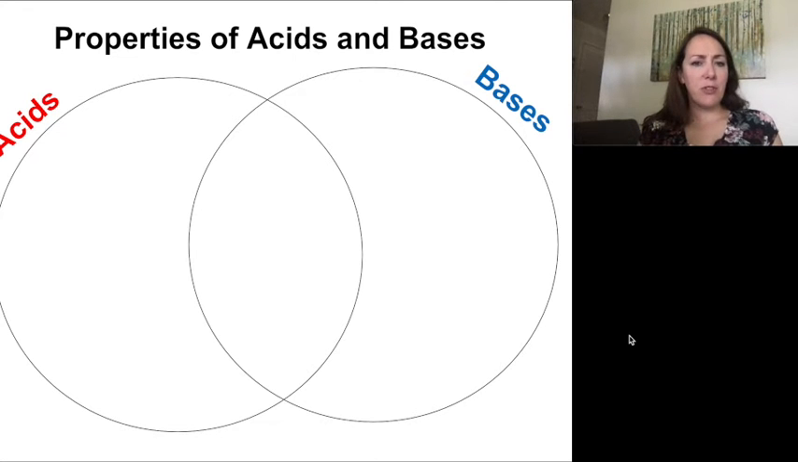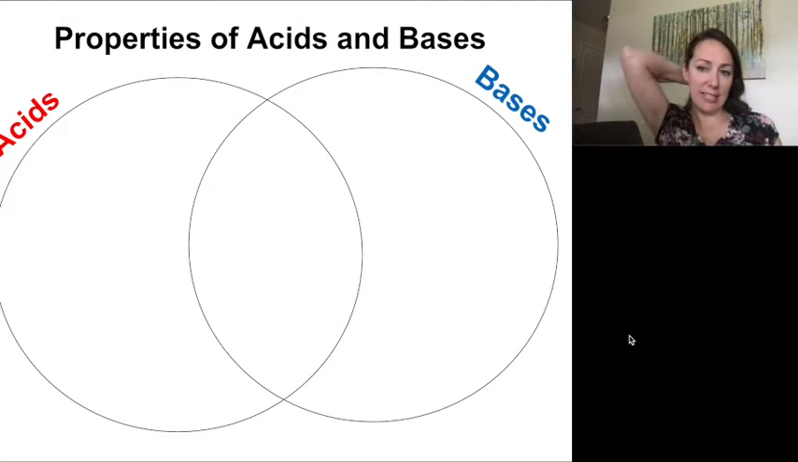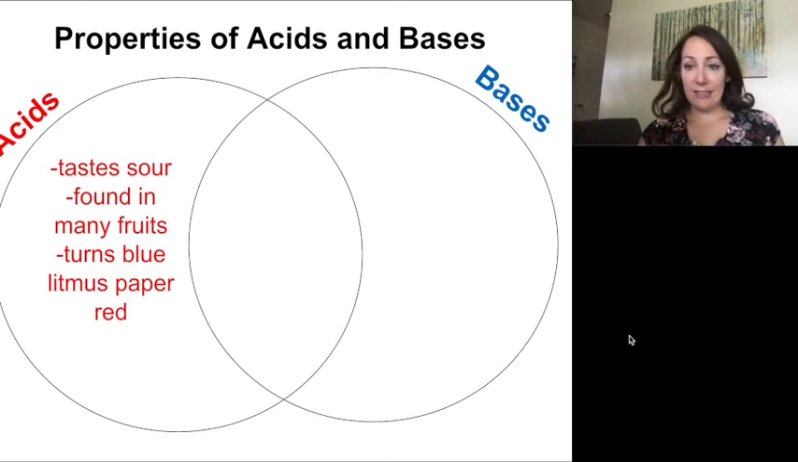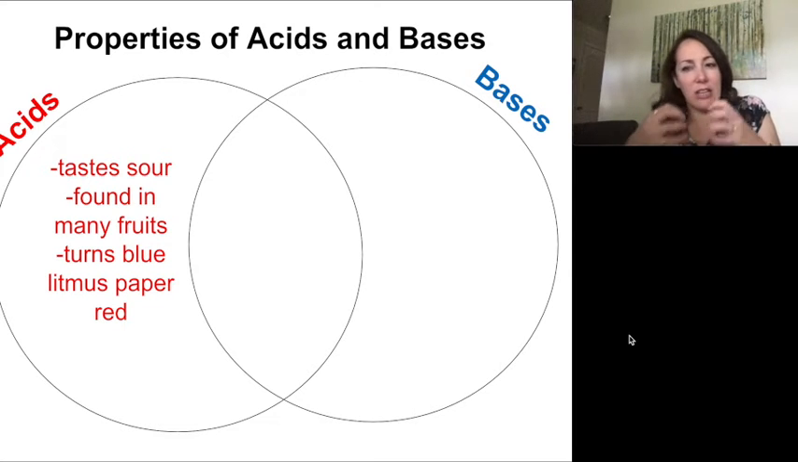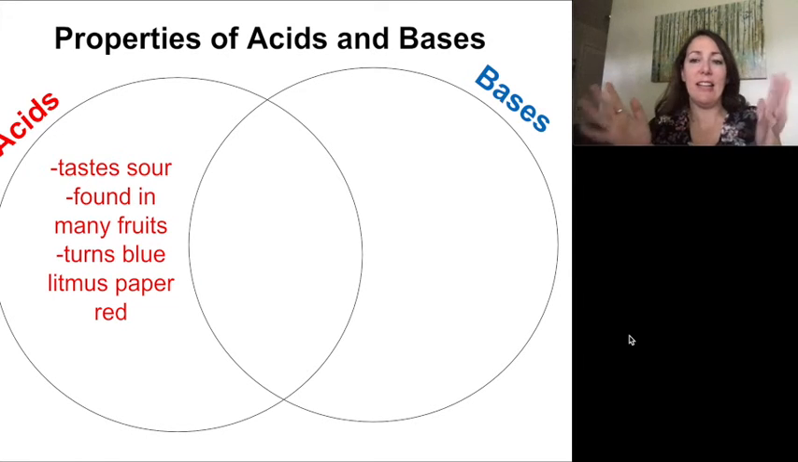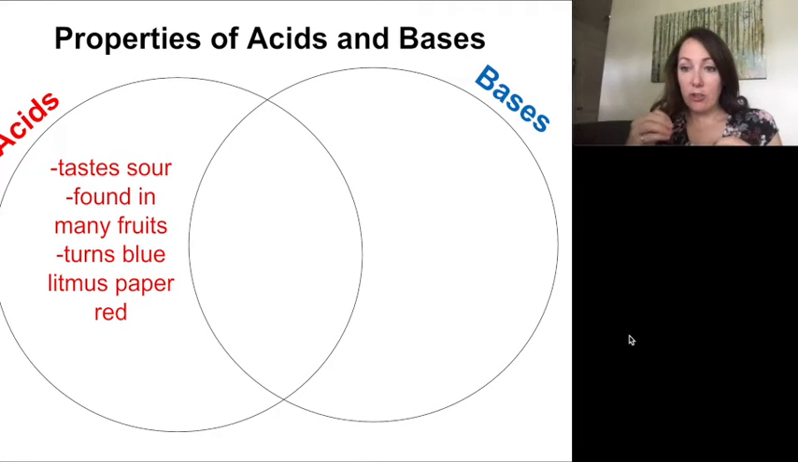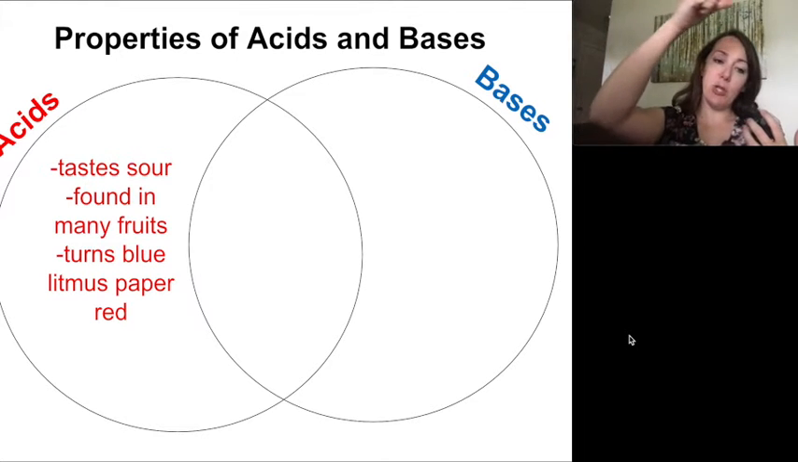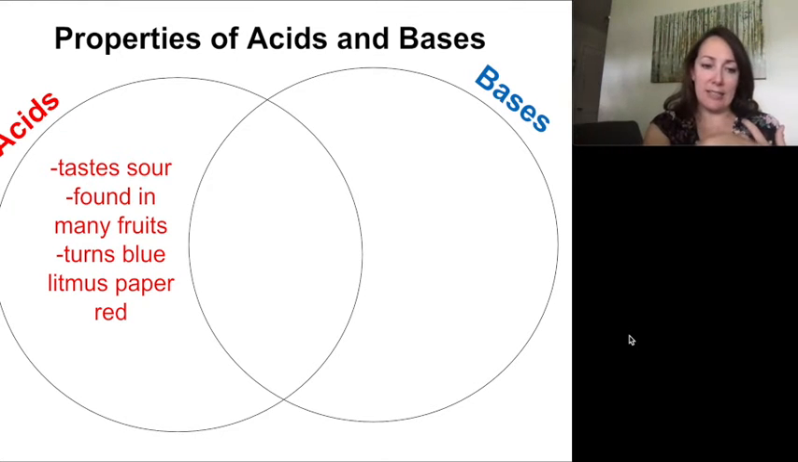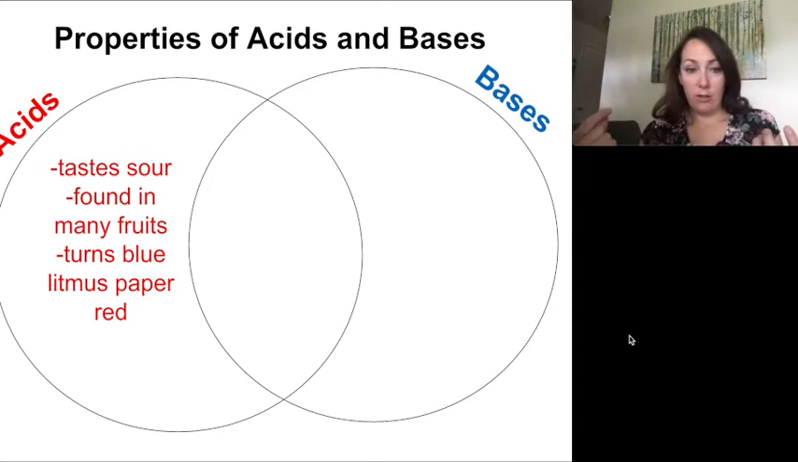So let's look at some different properties of acids and bases. I've got a Venn diagram up here so you can see what's the same and what's different between them. Acids taste sour. They're found in many fruits. So your oranges, your grapefruits, anytime you eat those, your lemons, your limes, and you make that pucker face, you've got an acid, okay? It tastes very sour. And it turns blue litmus paper red. So if you buy litmus paper and you dip the blue kind into the acid, the paper will turn red, okay?